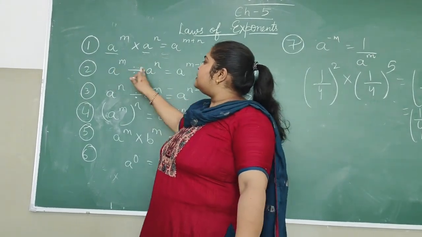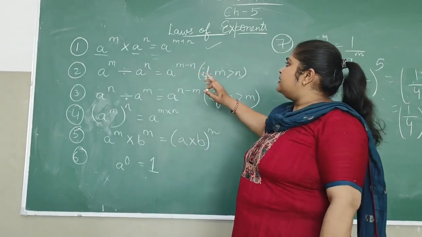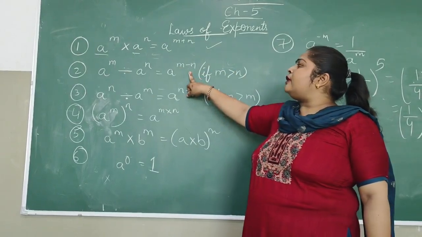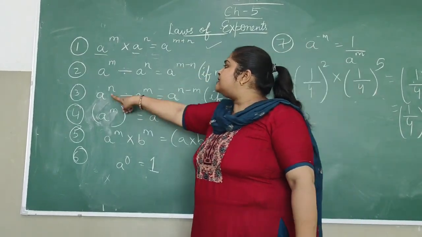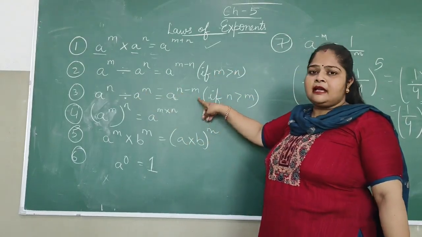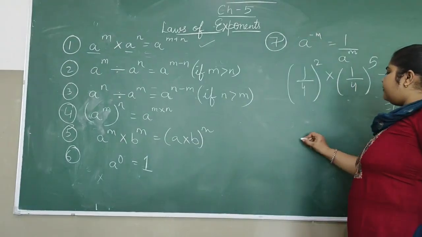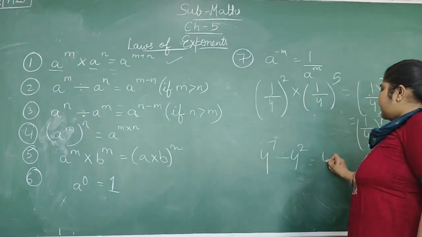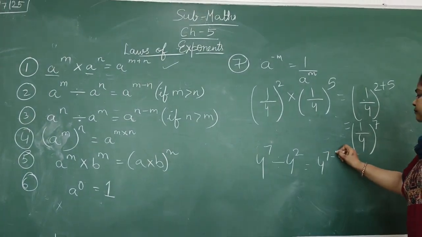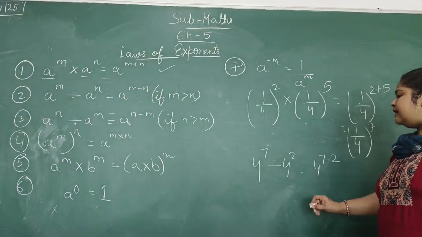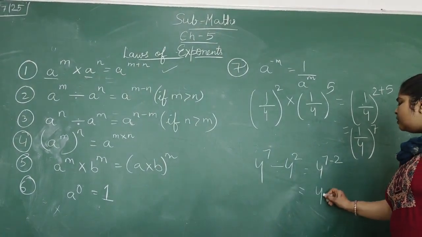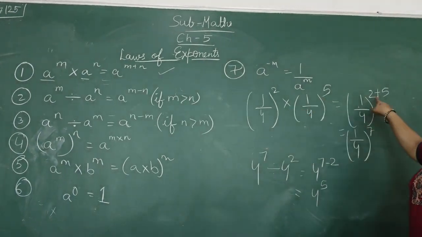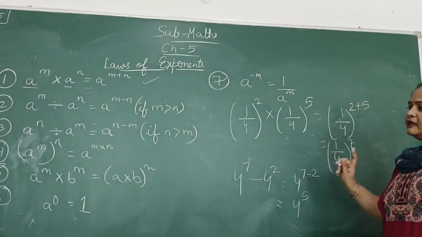So if the numbers are dividing, you have to do the minus. And also keep this in mind, if m is greater than n, you will do m minus n, and if n is greater than m, then you have to do n minus m. For example, if it is 4 to the power 7 divided by 4 to the power 2, you can directly write 4 to the power 7 minus 2, because these numbers are dividing each other, so the answer will be 4 to the power 5. So whenever multiply comes, you will add, whenever divide comes, you will subtract.